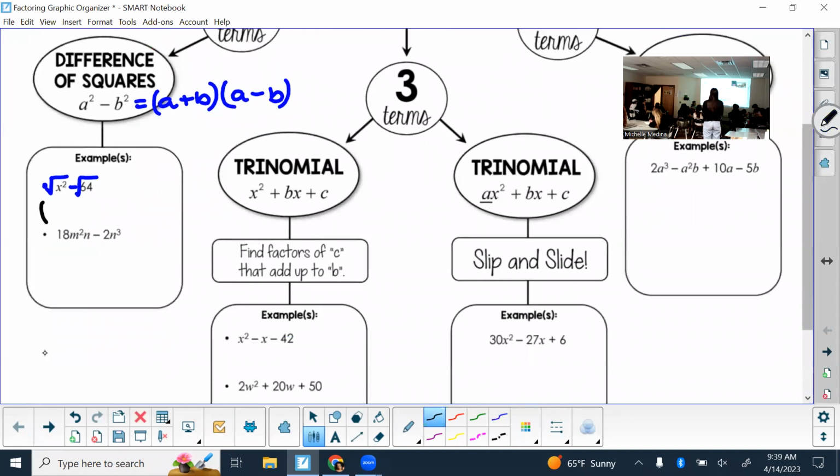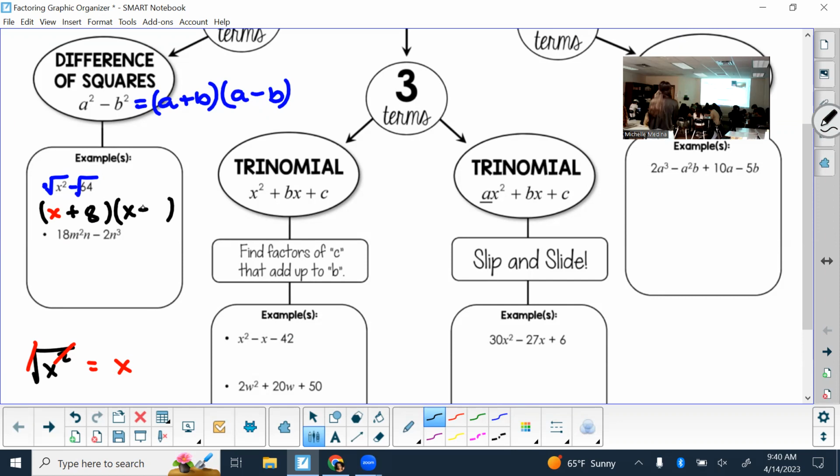Okay, don't overthink it. It is x. The opposite of squaring something is to take the square root, so they cancel each other out and you just get x. So the first part of each parentheses of my factoring is going to be x. According to the rule, one of them has to have a plus sign, the other one has to have a minus.